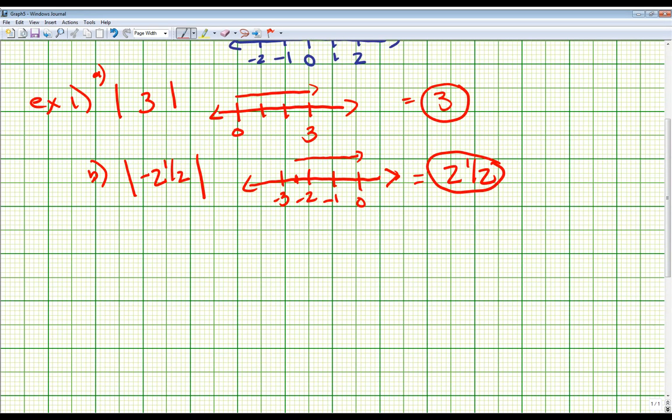If you want to pause the video and try a couple on your own, they're at the bottom of page 270. Okay, number 1 is 8. Number 2 is 6. Number 3 is 0. Number 4 is 1/4, number 5 is 7 1/3, and number 6 is 12.9.